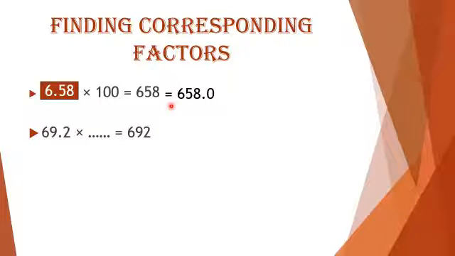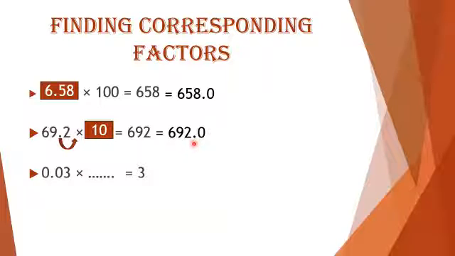69.2 times what? It's equal to 692. 692 in reality is 692.0. Look at the decimal point. The decimal point was before 2. As for the answer, it is after 2. Then it moves 1 place to the right, which means we have multiplied by 10.